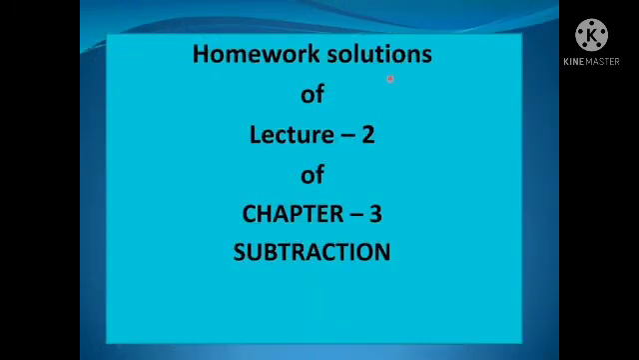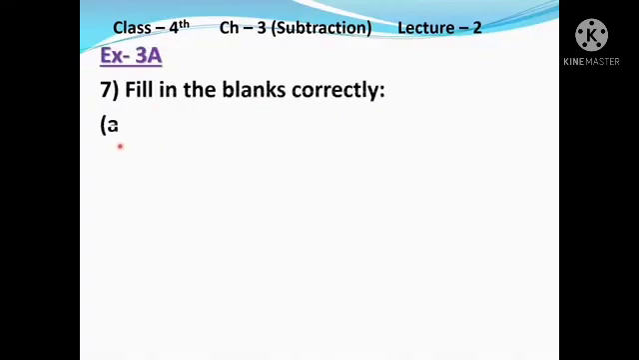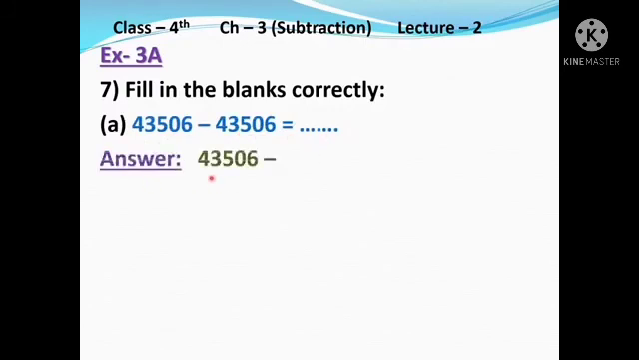Now I will discuss homework solutions of lecture number 2 of chapter number 3, Subtraction. Now exercise 3A, question 7. Fill in the blanks correctly. A part, 43,506 minus 43,506 equal to dash. We are subtracting both the same numbers, so answer will be 0. So write down the answer. 43,506 minus 43,506 equal to 0.